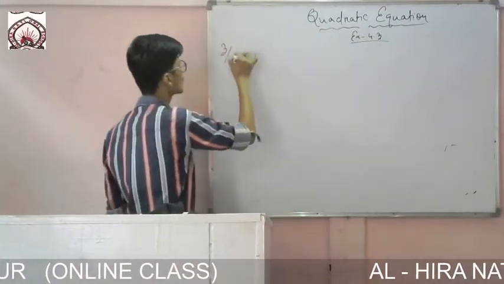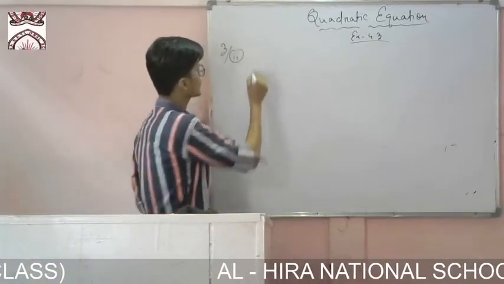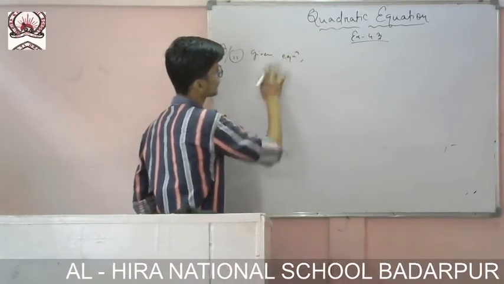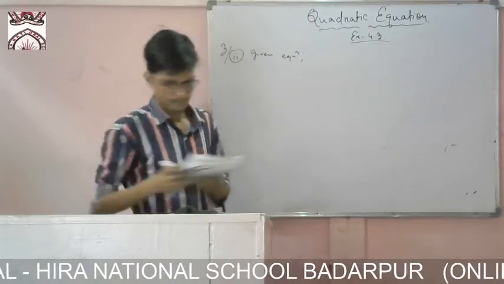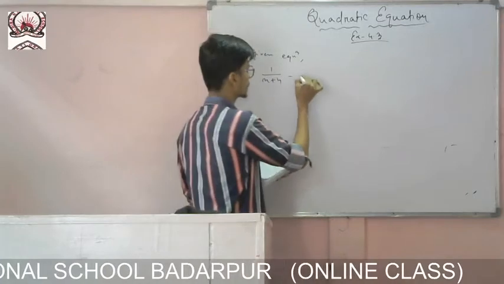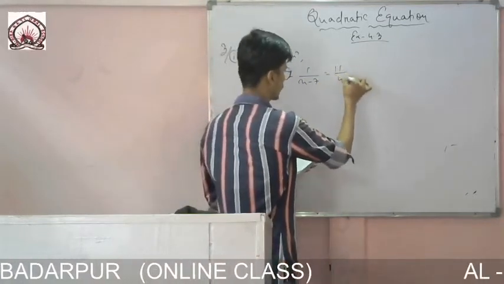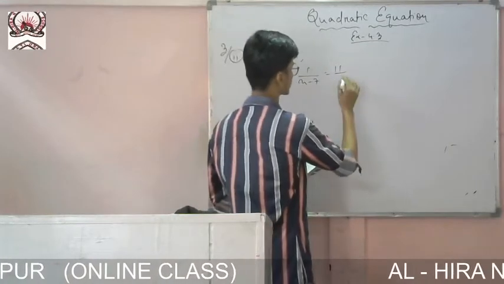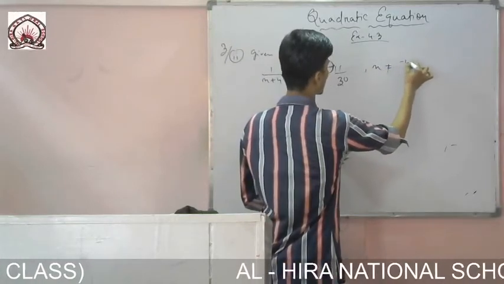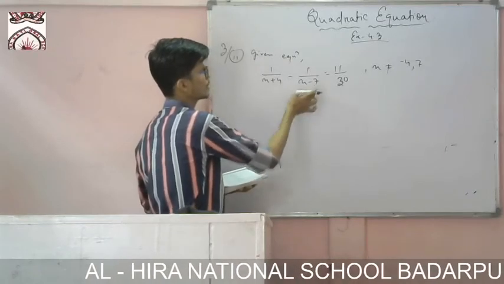Question number 3, Roman number 2. You see the question, it is given equation. What is the equation given? It is 1 by x plus 4 minus 1 by x minus 7 equals 11 by 30, and x is not equal to minus 4 or 7, because if you put minus 4 there, then this one will become 0, so it will not have a solution.